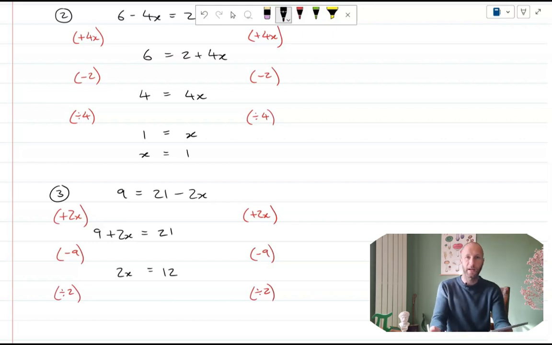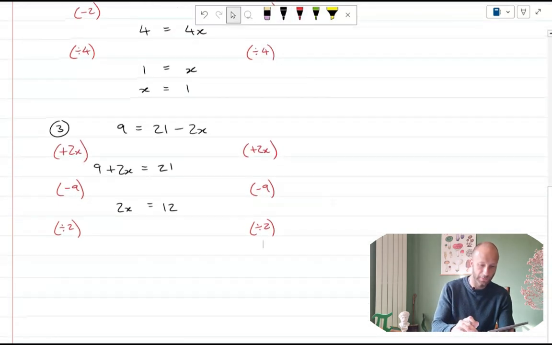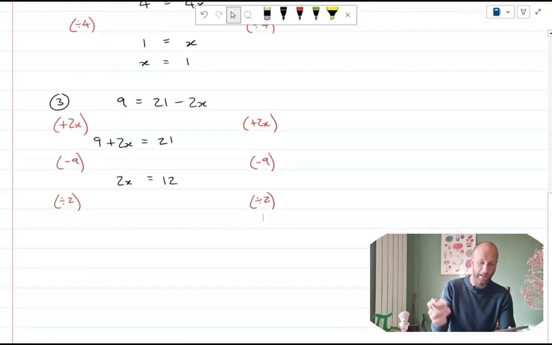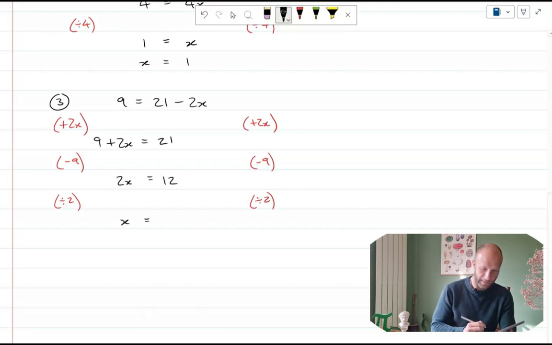Always try to say both sides and think both sides in your head, because then you will hopefully do it to both sides. Some people forget to do it to one side and not the other. So divide by 2 on the left, I'll get x, and 12 divided by 2 on the right gives me 6. And then I've got my final answer.